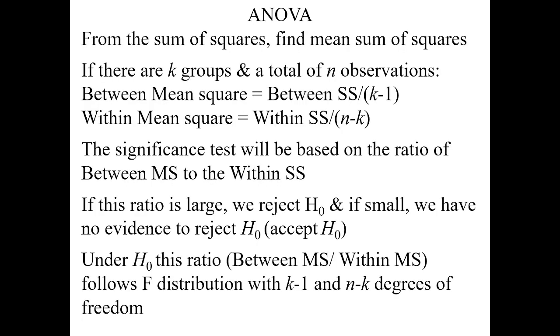Now, each sum of squares is based on a different number of people or groups, so you need to find the mean sum of squares. If there are k groups and a total of n observations, the between group mean sum of squares will be the between sum of squares divided by k minus 1, because there are k groups.